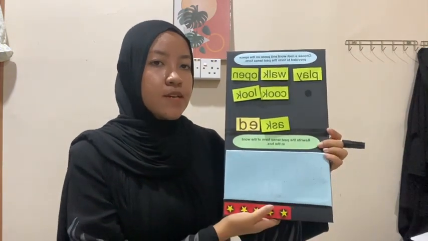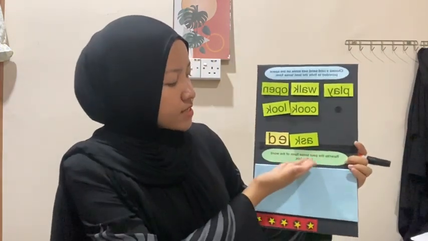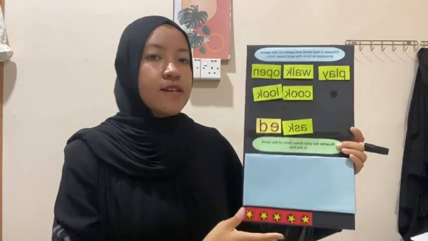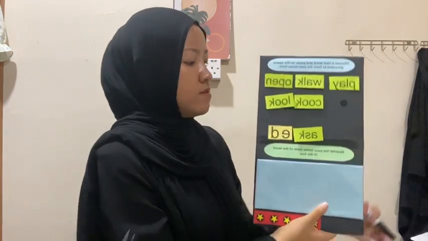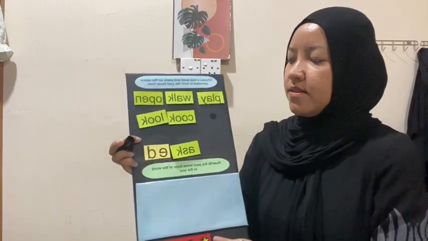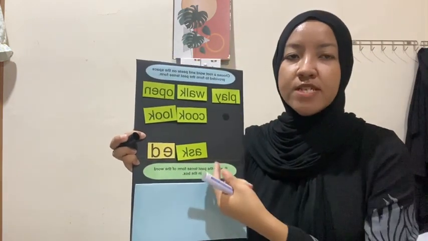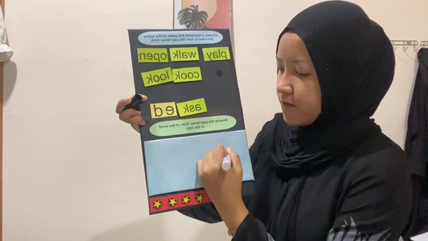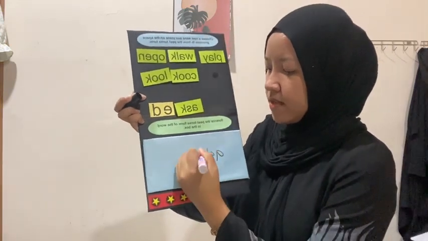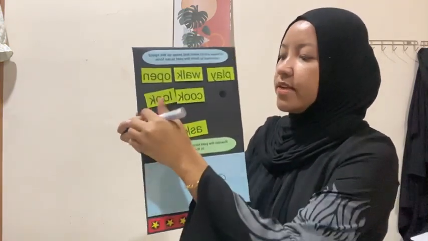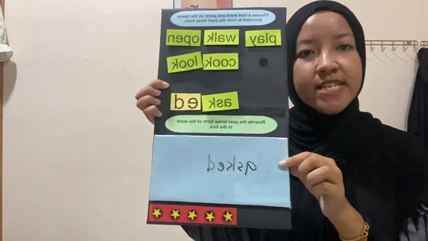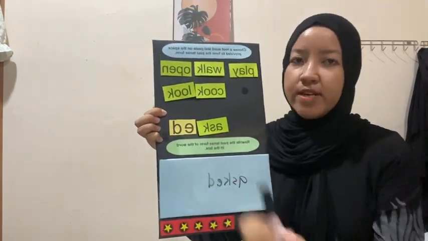For the second part, the pupils have to rewrite the past tense form of the word in the box. They just have to rewrite the past tense form here in the box given. For example, they already have the past tense of ask, which is asked. So they just have to simply copy the word into the box given. Now they have written the past tense form of the word.